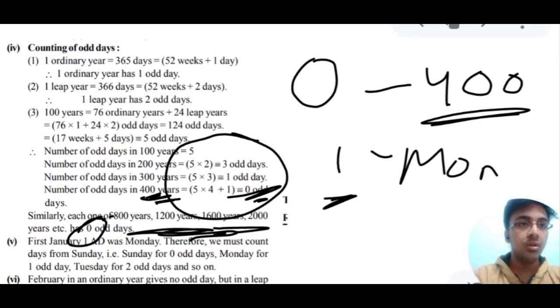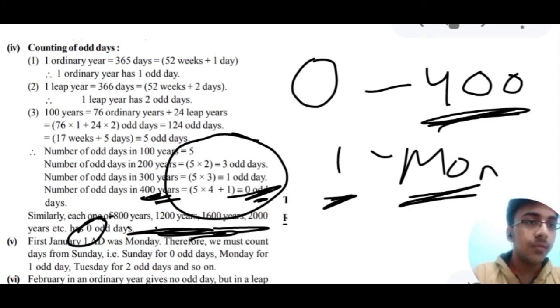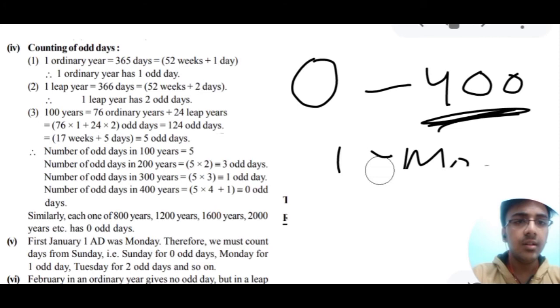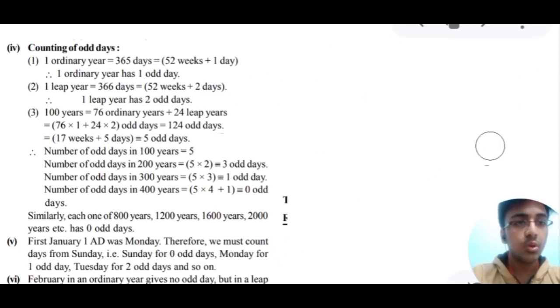Okay, got my point? So moving forward, the same applies with 800, because it is also divisible by 400. If you complete 400, then there will be Monday, and if you add another 400, that will become 800. It's again Monday. Okay, so I hope it's pretty much clear. Now moving forward, the same applies with 1200 and 1600 and 2000. 20,000 also applies. Now, 1st January, 1 AD was Monday, as I told you. So the first day of the world was Monday.